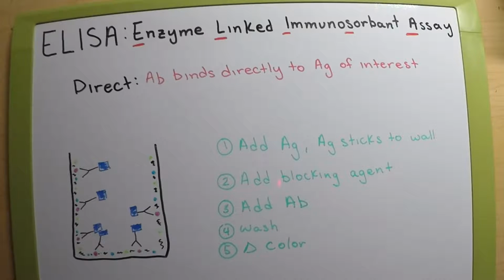Some of the advantages of the direct ELISA, as I said before, is that the antibody binds directly to the antigen. However, it also has fewer steps than the other two that we'll look at, and it is also a faster process.